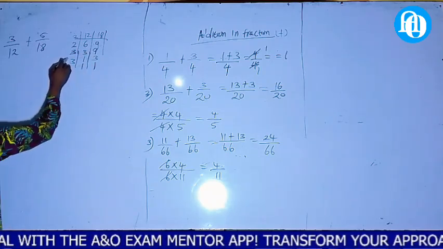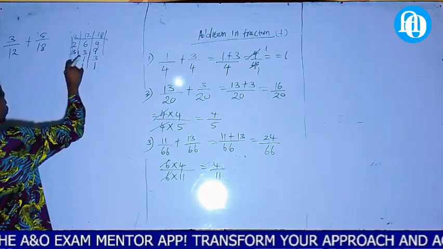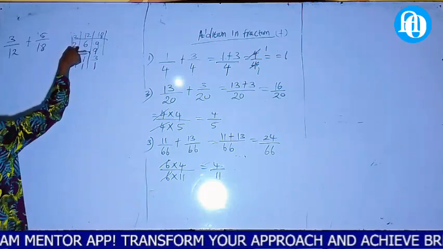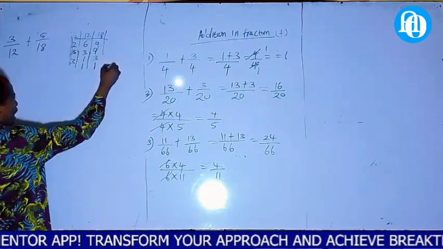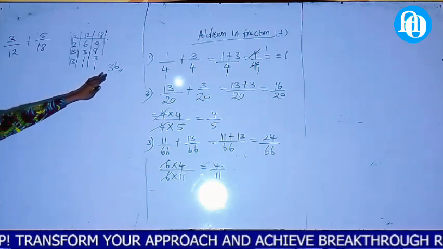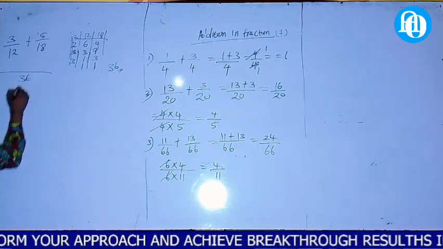Are you getting me now? You now multiply this one together. This one times this 9. 9 times this is 18. 18 times this is 36. The answer is 36. Now, the LCM is 36. Now, draw your arrow, write 36.